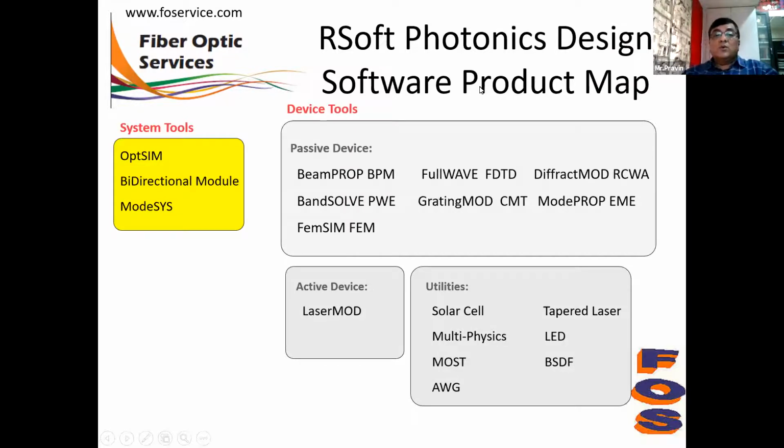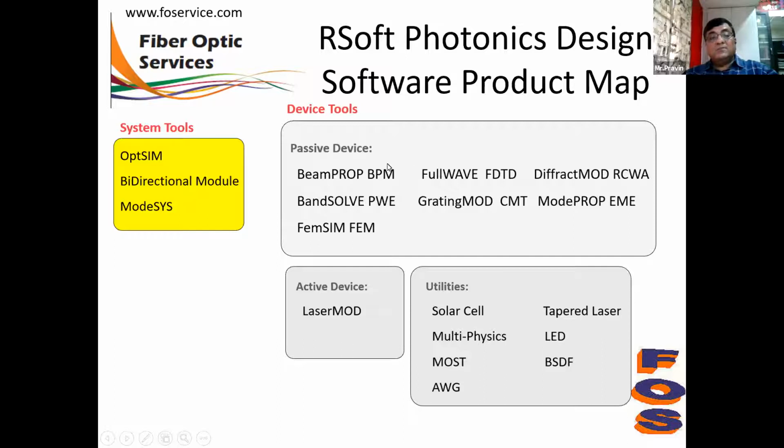Now, this is the roadmap or the product map of RSoft Photonics design software. This is the device tools. We have a number of device tools, to be precise, 7. And there are 3 optical communication system design tools. Apart from the 7 passive device tools, there is an active device tool called LaserMOD. And apart from that, there are a number of utilities.